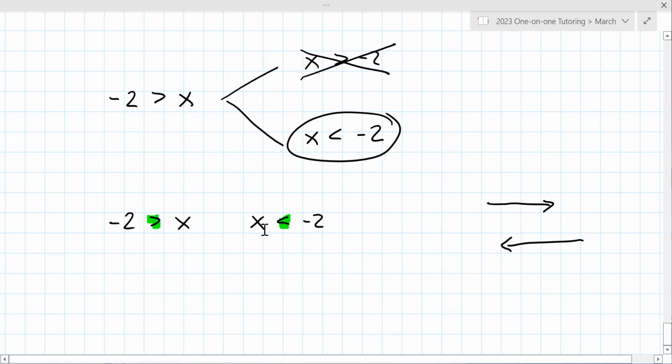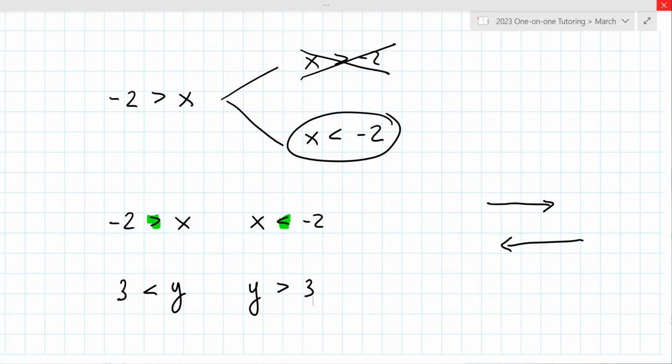Again, let's say it's 3 less than y, so y is greater than 3. This time the arrowhead is pointing at the number. Do you see how the arrowhead is pointing at the number? Okay. We are unfortunately out of time for today, but good job. Go ahead and stop the recording.